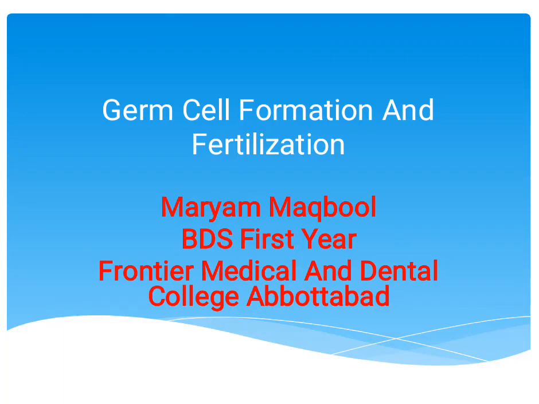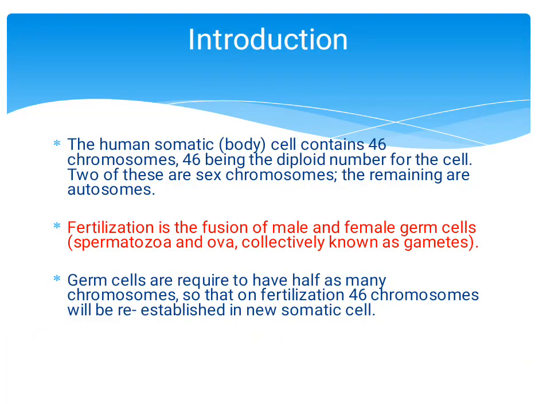The topic of my presentation is germ cell formation and fertilization. The human somatic cell contains 46 chromosomes, 46 being the diploid number for the cell. Two of these are sex chromosomes, the remaining are autosomes. Each chromosome is paired so that every cell has 22 homologous sets of paired autosomes with one sex chromosome from father and one from mother.